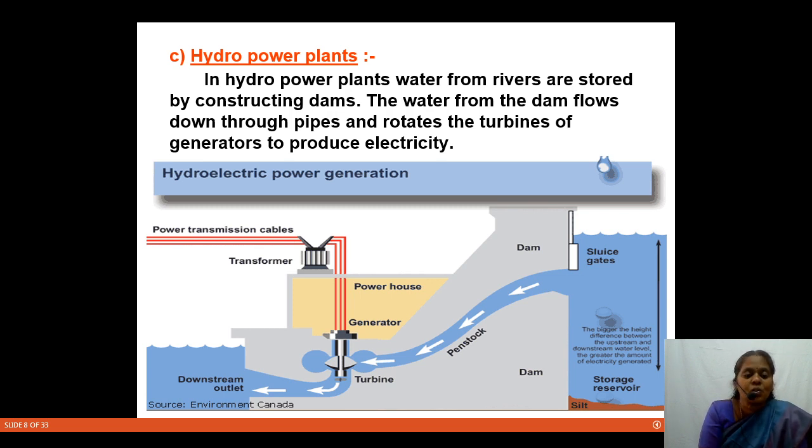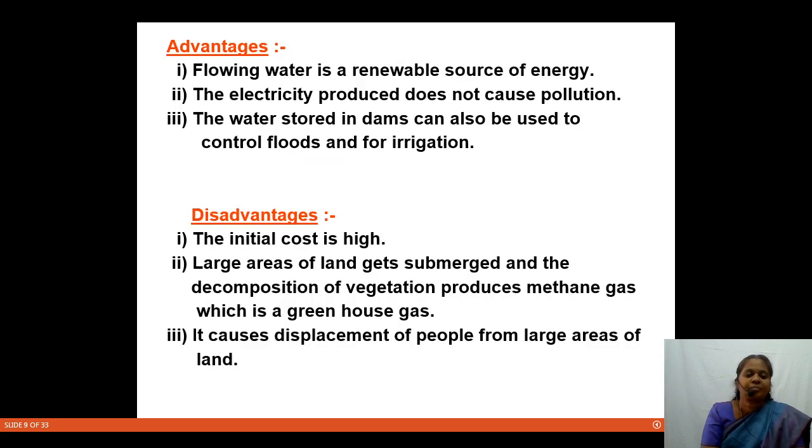Here also energy conservation is there. Water stored in a dam is potential energy, which converts into moving water, kinetic energy, rotates the turbine, mechanical energy, and electricity is generated, which is electrical energy. Potential converts to kinetic, converts to mechanical, converted into electrical energy.